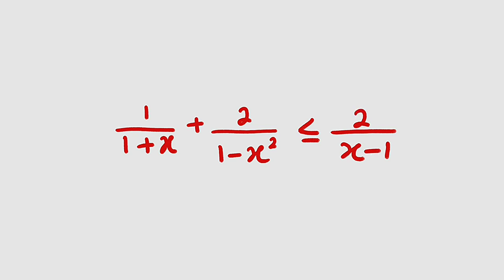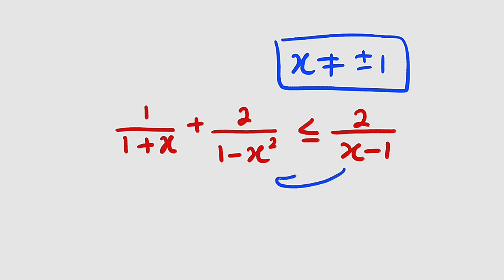Let us talk about domain first. From this one, you know our denominator cannot be equal to 0, hence x cannot be negative 1 here, and x cannot be positive 1 here. Remember that this is a difference of two squares, a combination of this and this. Hence we can conclude that x cannot be plus or minus 1.